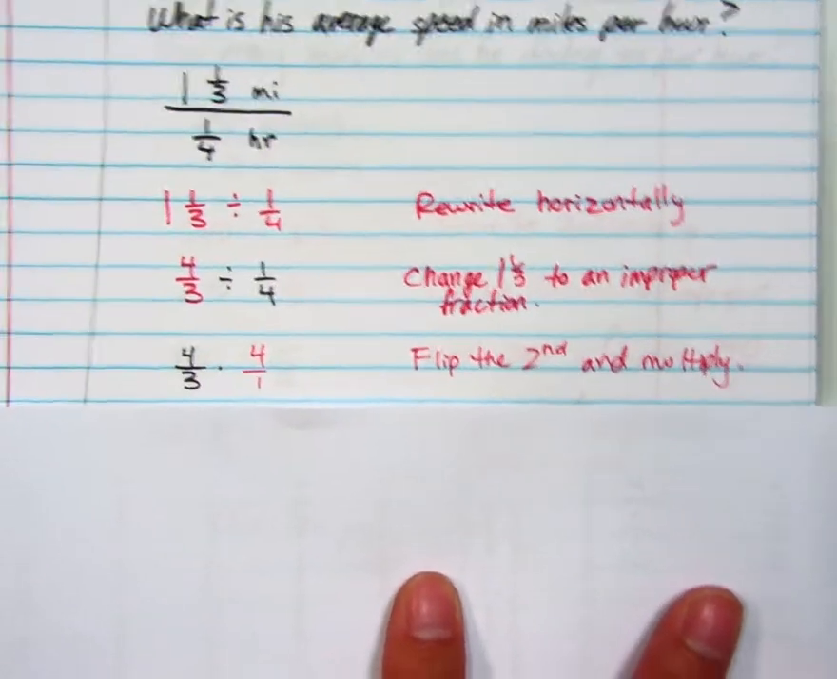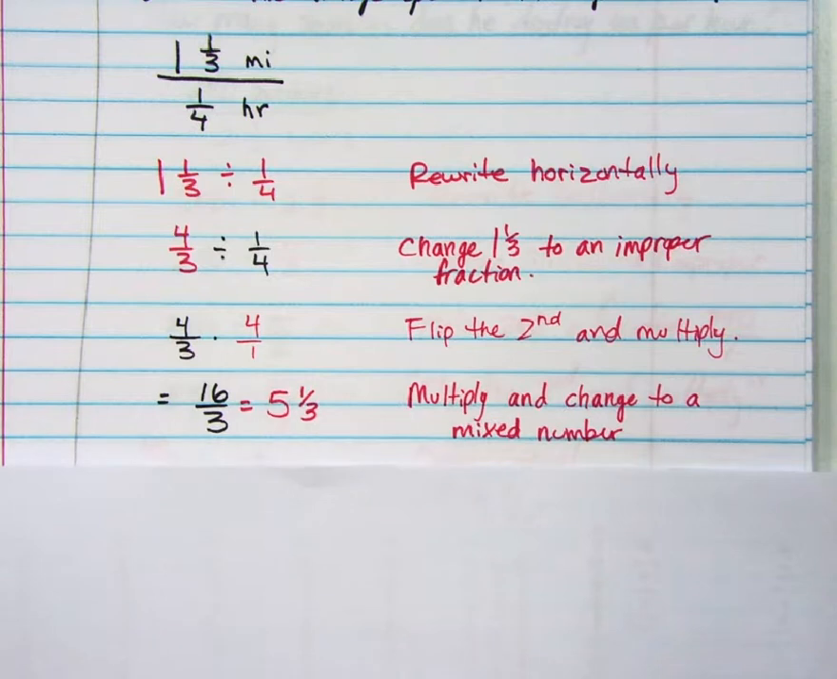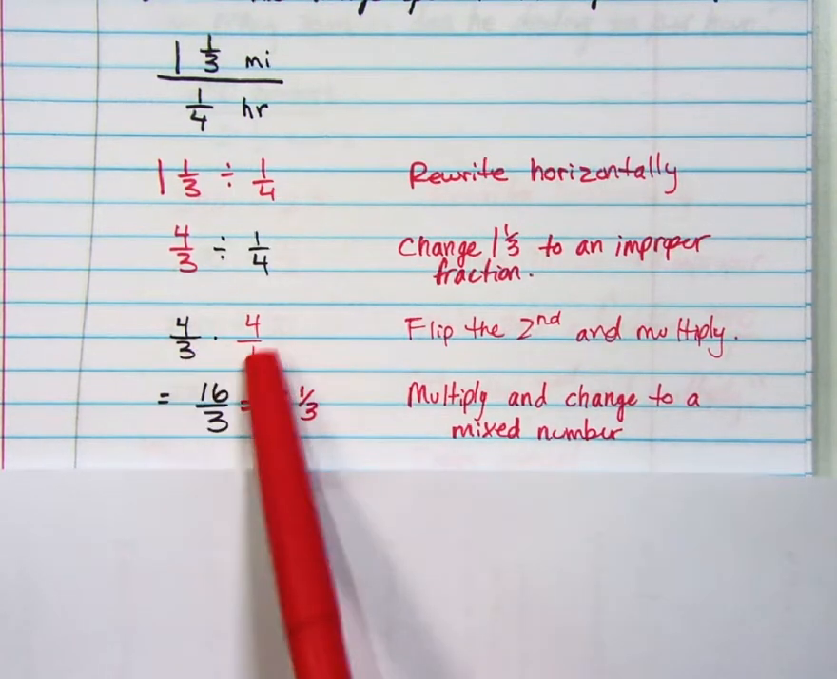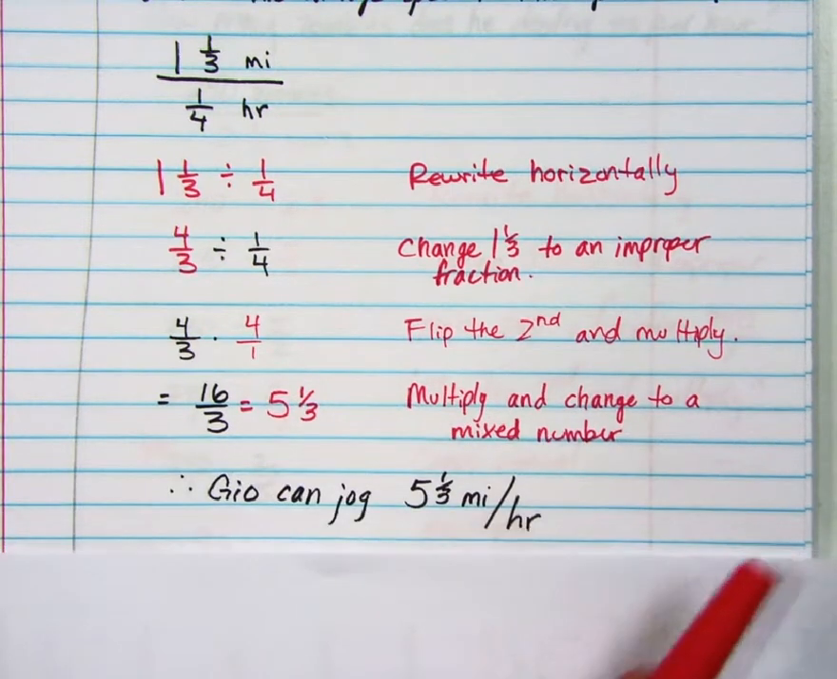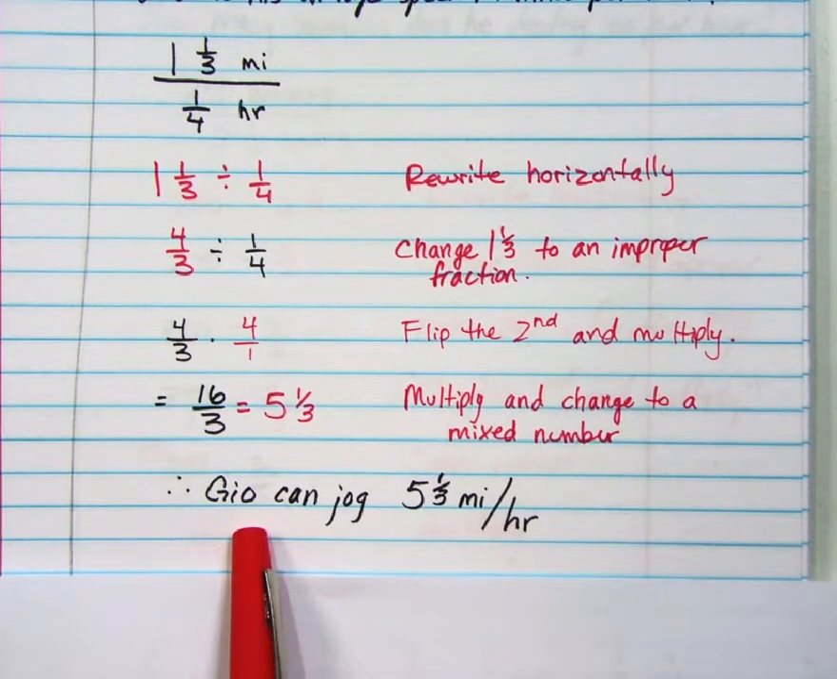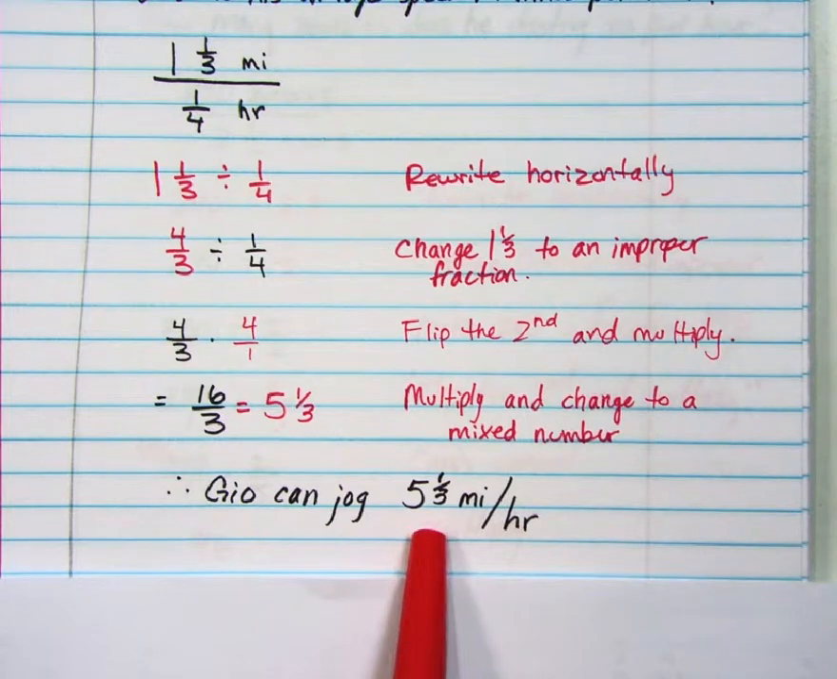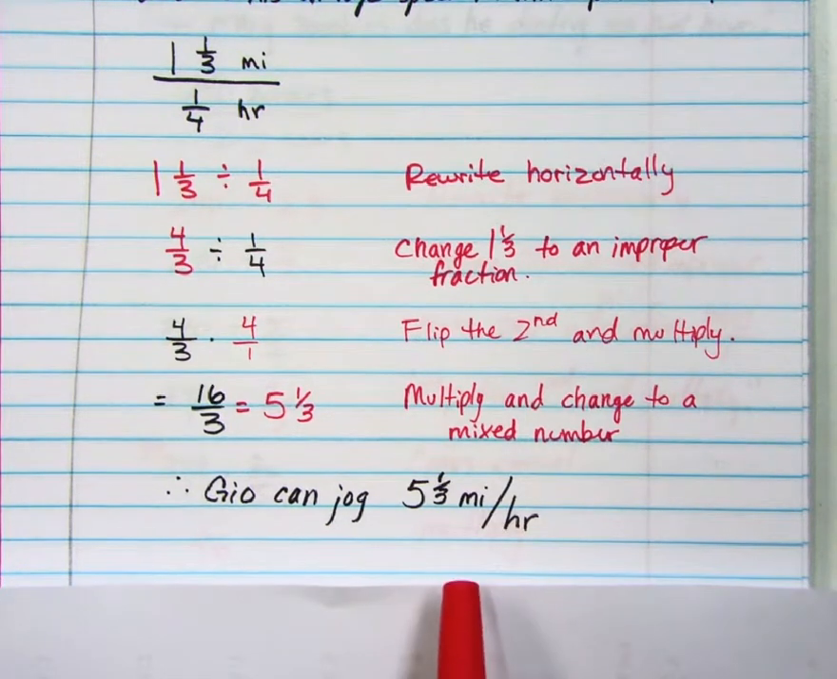All right, so I've got that part down. Next, I'm going to multiply straight across. That's 16/3, which as a mixed number is 5 1/3. What does that mean? That means Gio, if he ran at that rate, could jog 5 1/3 miles in the full hour. Way to go, Gio. What an athlete and scholar.